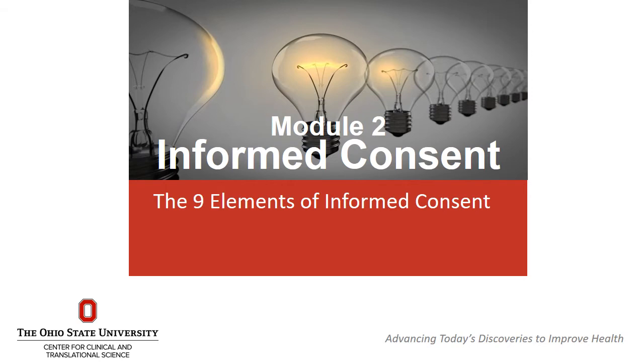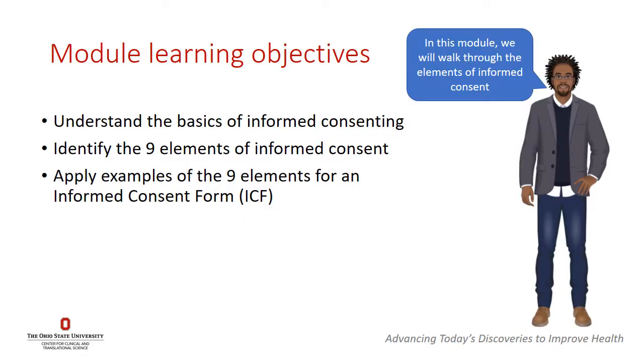Let's begin. Our learning objectives for this module will be to understand the basics of the informed consent process, to be able to identify the 9 different elements of an informed consent, and then to apply those 9 basic elements to any given research study ICF document. Now, let's get started with a review of the basics.